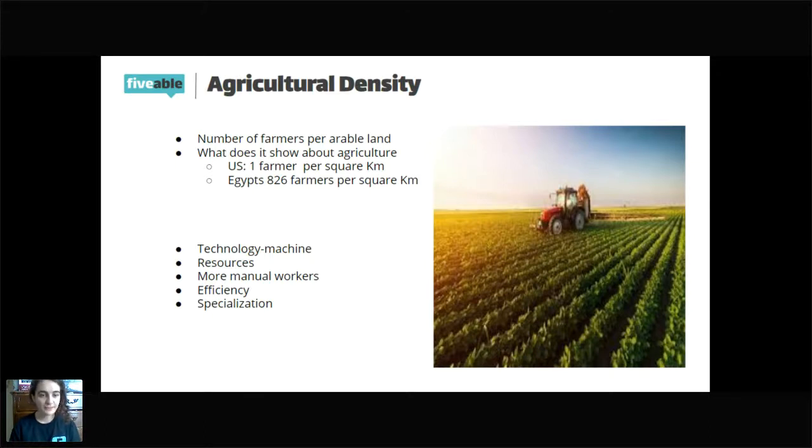So we're talking about how the U.S. has more technology, more machinery, and more resources, as opposed to Egypt, which needs more manual work. That's why it takes longer and is less efficient. And then specialization occurs more in the U.S. because fewer farmers are needed for work.